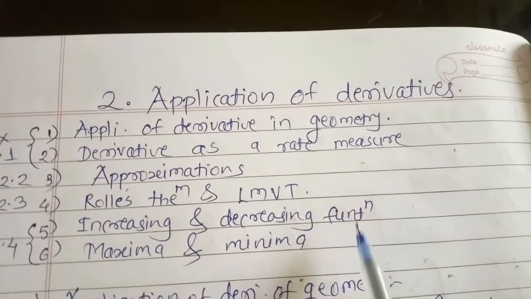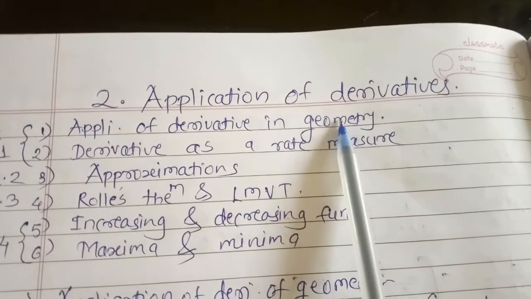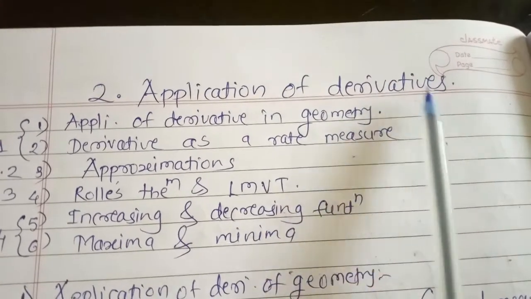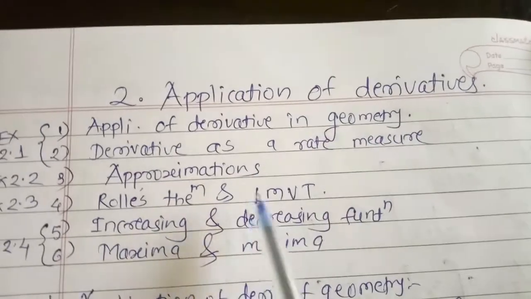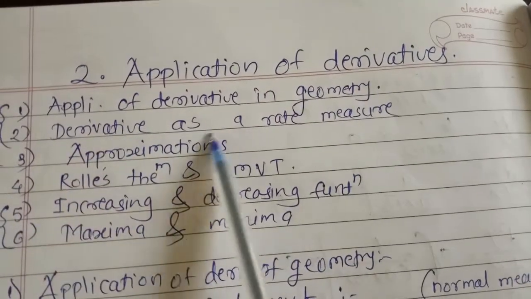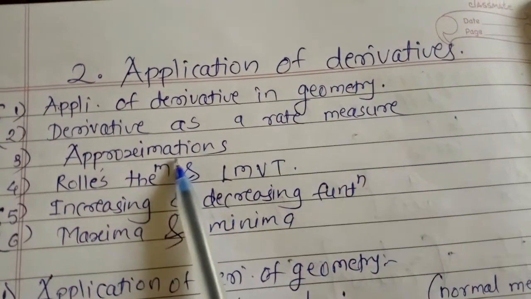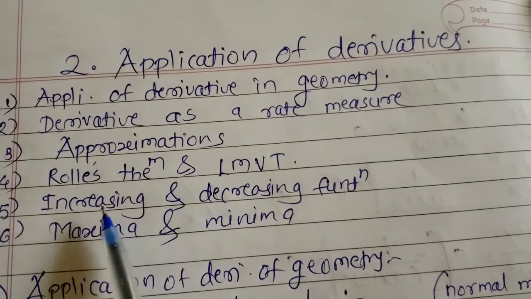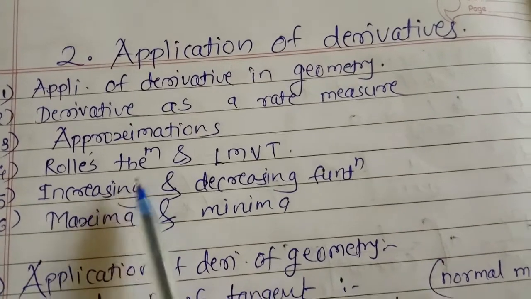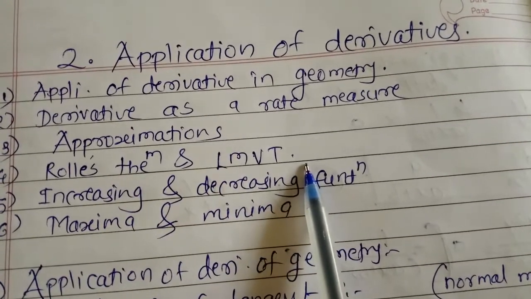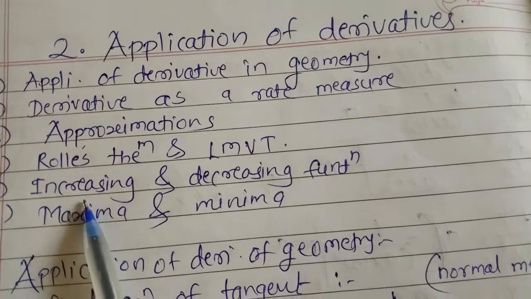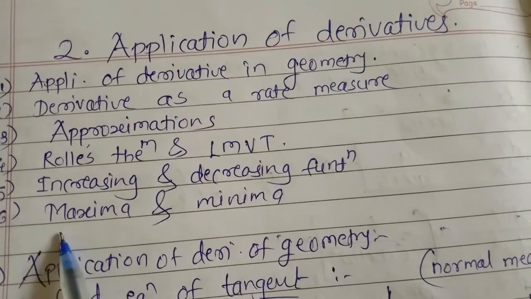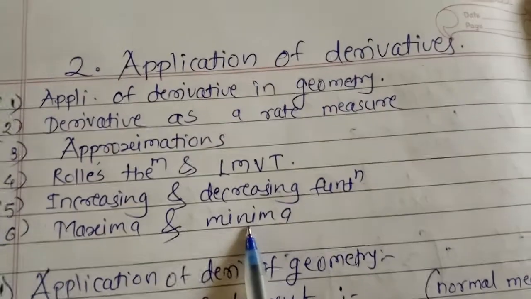Hello students, now I'm going to start with the new chapter of M2 of 12th standard, that is the second chapter, application of derivatives. In this chapter we are going to see the following points: first, the application of derivative in geometry; a derivative as a rate measure; next, approximations; next, Rolle's theorem and LMVT, that is Lagrange's mean value theorem. Next concept is increasing and decreasing function, and the last one is maxima and minima.